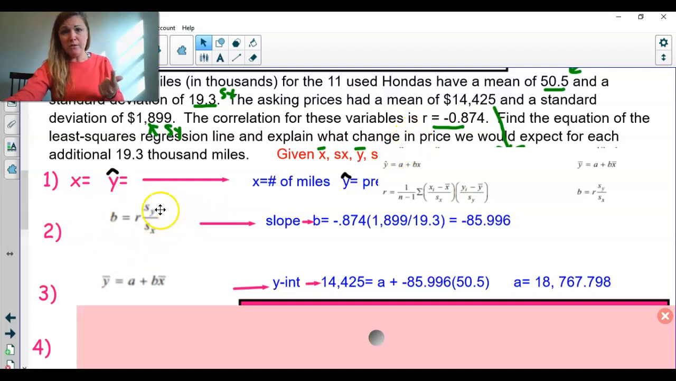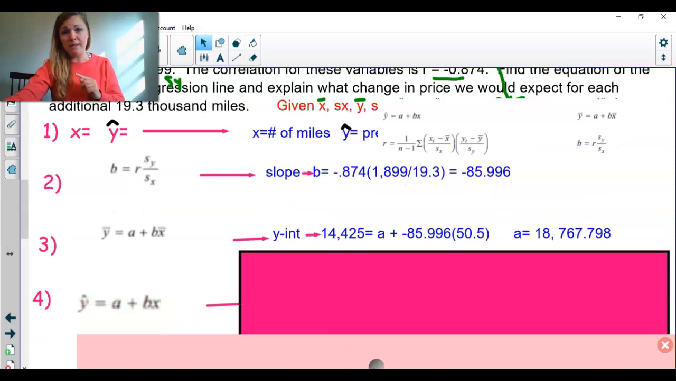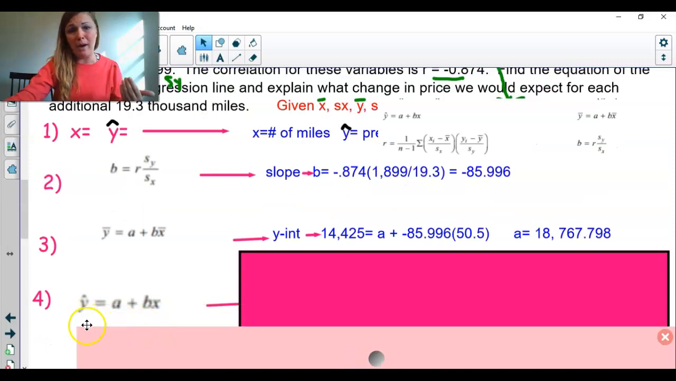Okay, step one, recap: identify my variables, identify what's been given to me. Step two, use this formula for slope to figure out your slope. Step three, plug in Y bar. We don't know A. We know B, we know X bar, solve for A. That's your y-intercept. We now have our slope, we have our y-intercept, and we can go ahead and write the regression line, the least squares regression line.